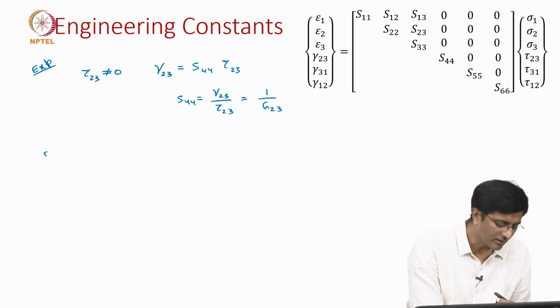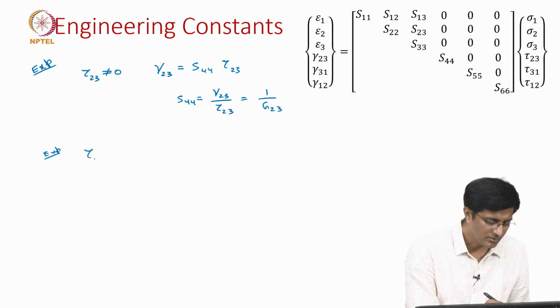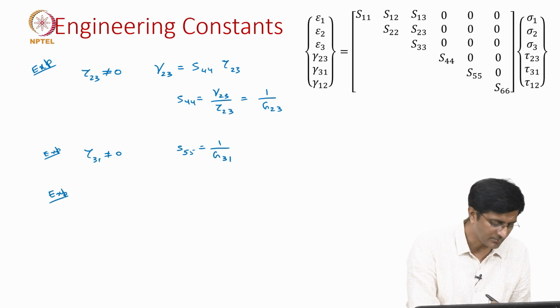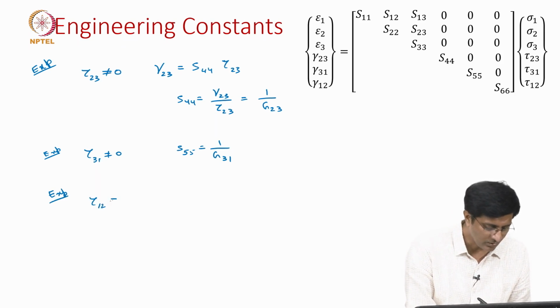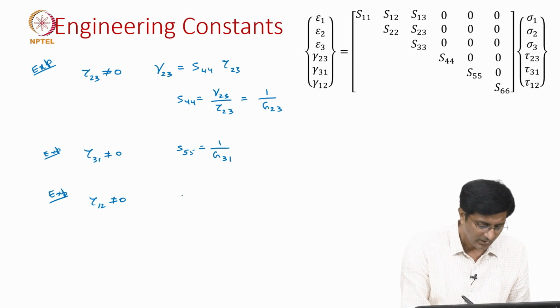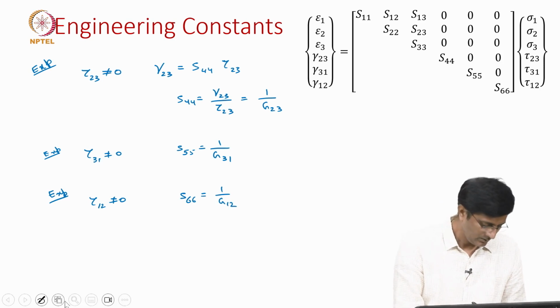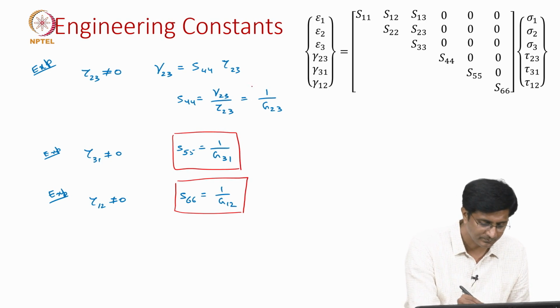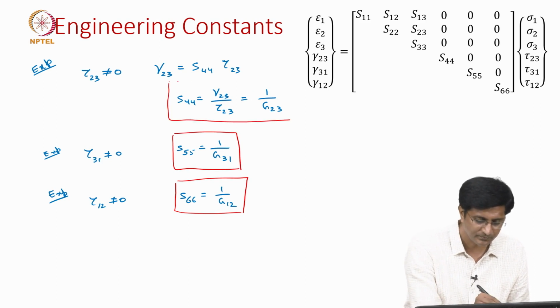So, similarly, I can have another experiment with another shear stress. Let us say this is tau 12 equal to 0. This should give me S55 as 1 by G31. And similarly, I can also do one more experiment. Now, this time tau 12 is the only non-zero shear stress applied. Then S66 can be written as 1 by G12. So, let us see what are the components we are able to write here. Okay.